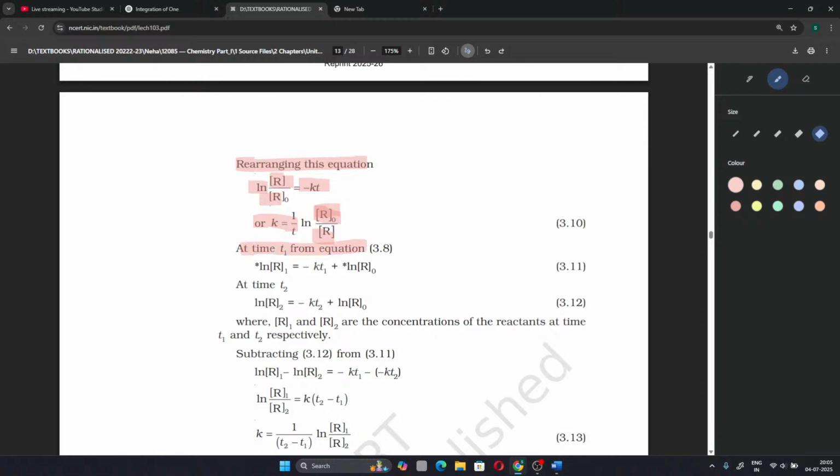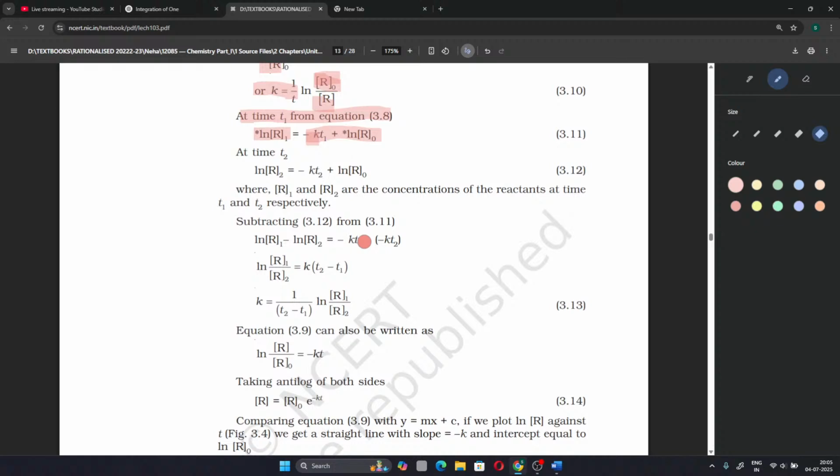At time t1, from equation 3.8, ln r1 equals minus kt1 plus ln of r naught. At time t2, ln r2 equals minus kt2 plus ln of r initial, where r1 and r2 are the concentration of the reactants at times t1 and t2 respectively. Subtracting equation 3.12 from 3.11, you will get ln r1 minus ln r2 equals minus kt1 plus kt2, so ln of r1 by r2 equals k times t2 minus t1.